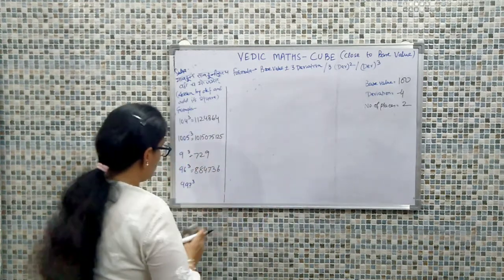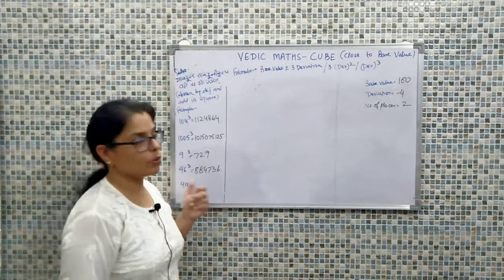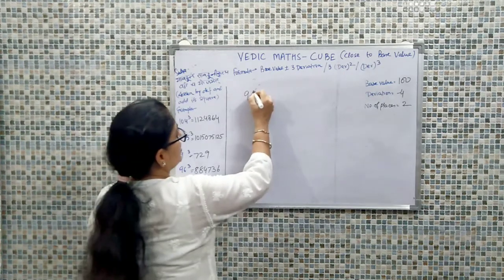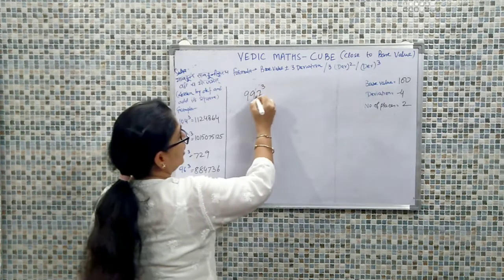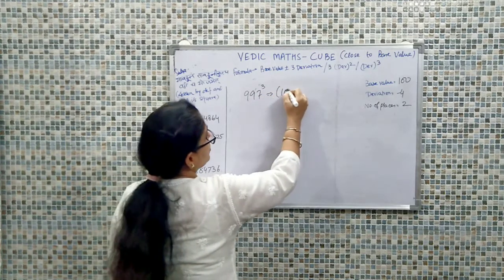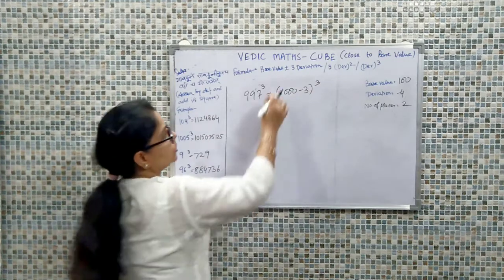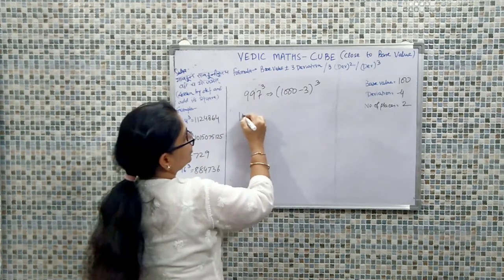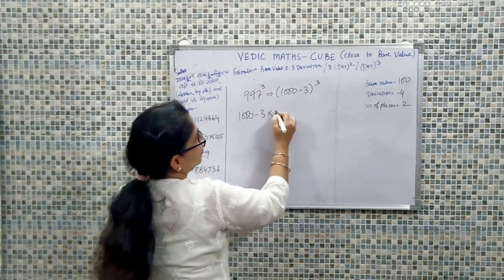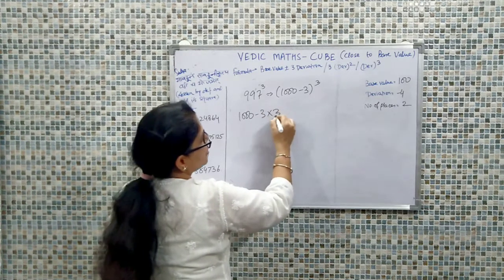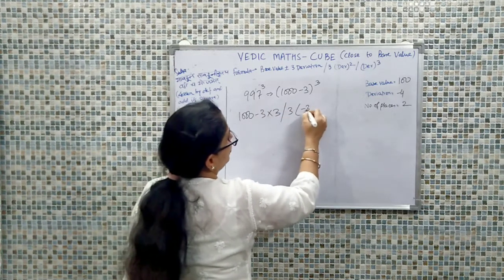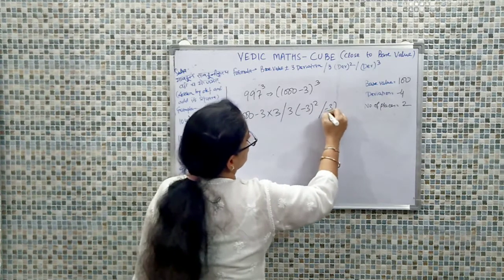So coming up to the next, that is 997. This is your homework. Logically I'll just explain how you need to proceed. 997, this number is closest to 1000. So that will be 1000 minus 3 whole cube. You need to write down this particular formula. So that will be 1000 minus 3 into deviation, and deviation is also 3. So that will be 3 into minus 3 whole square, and then minus 3 whole cube.